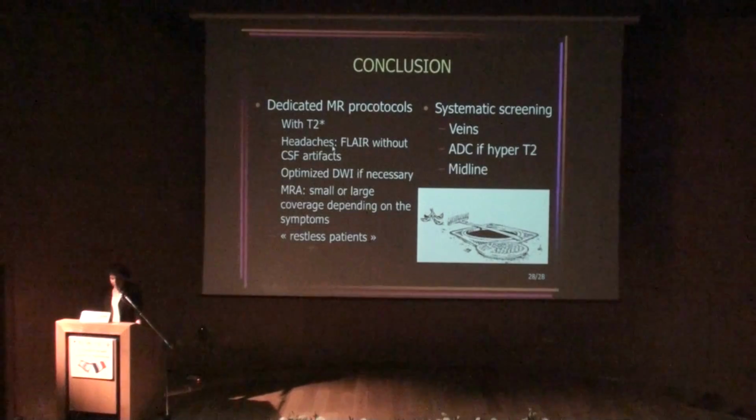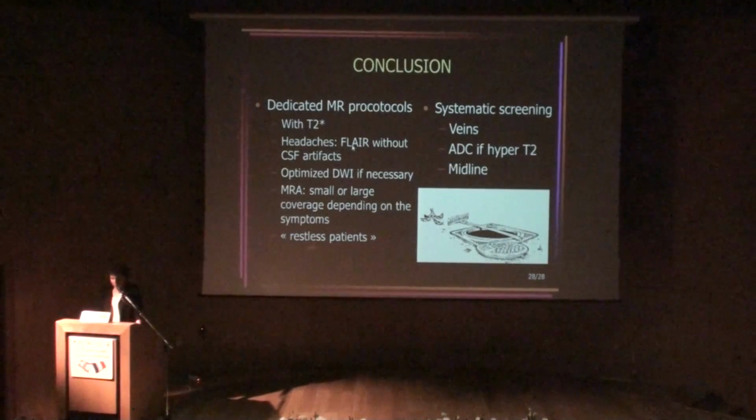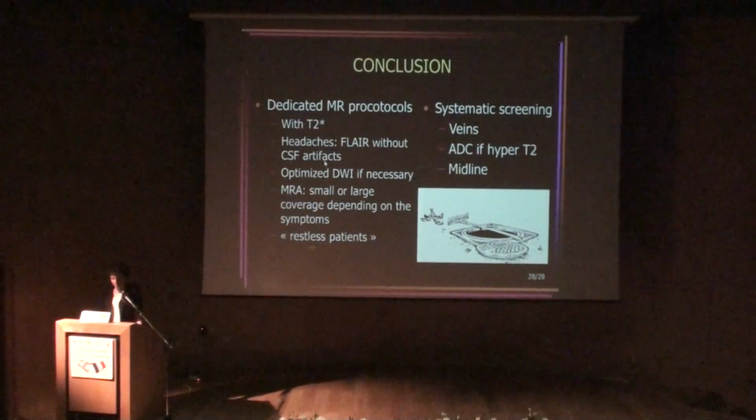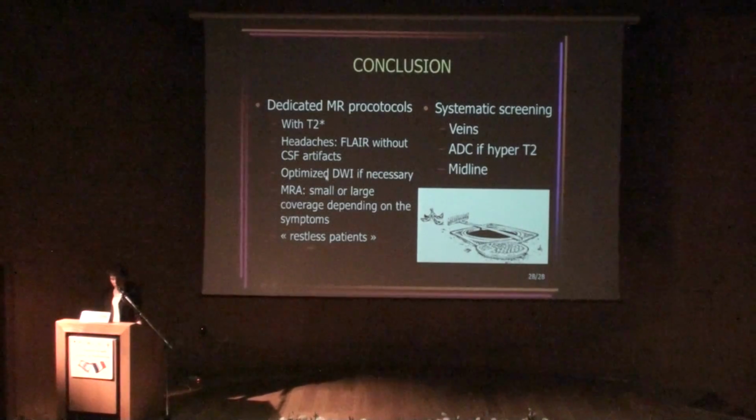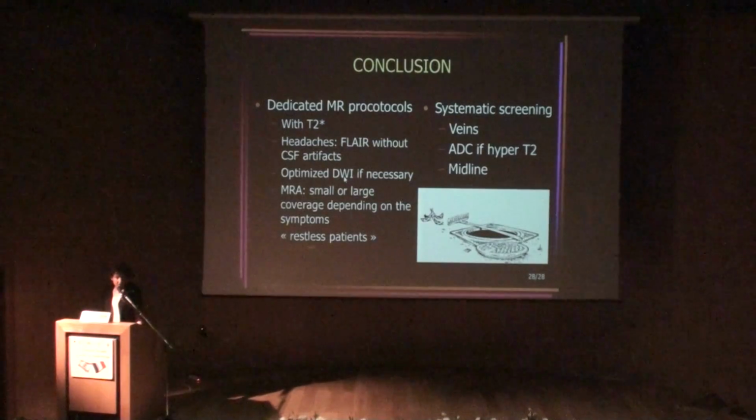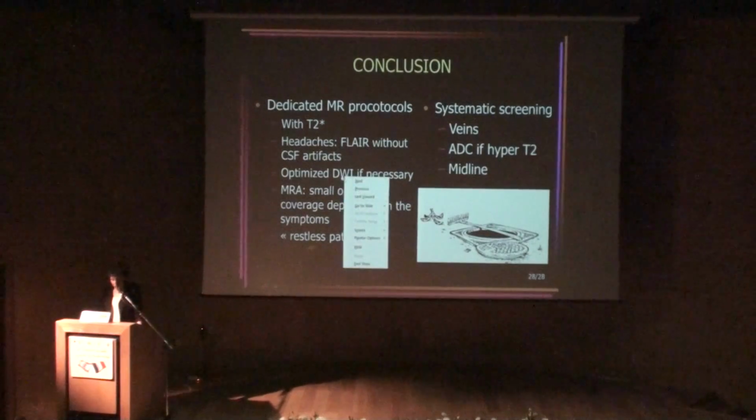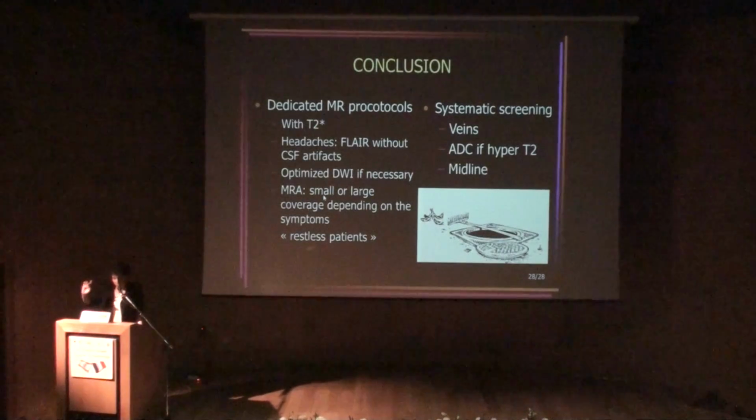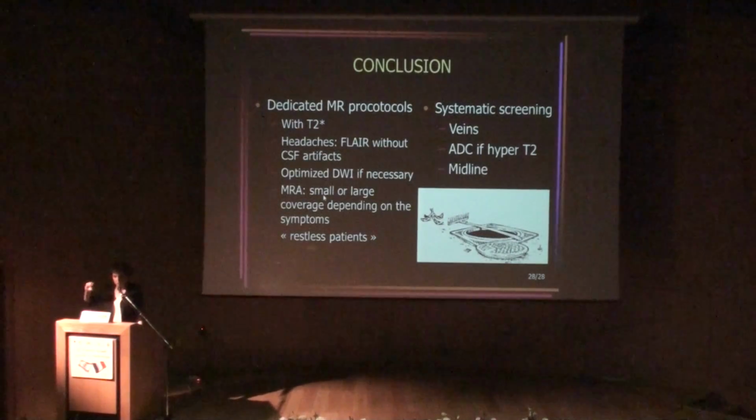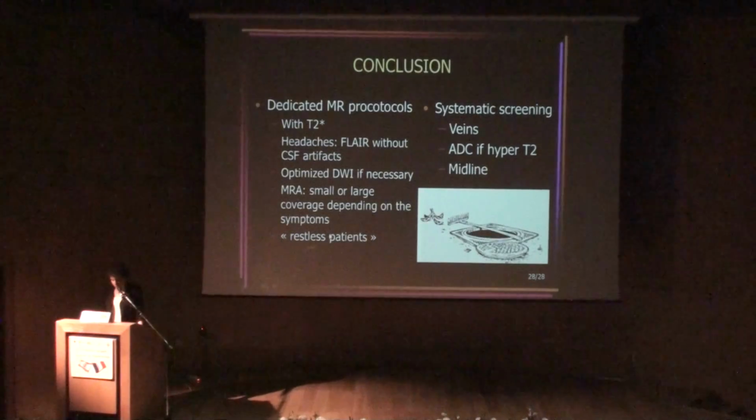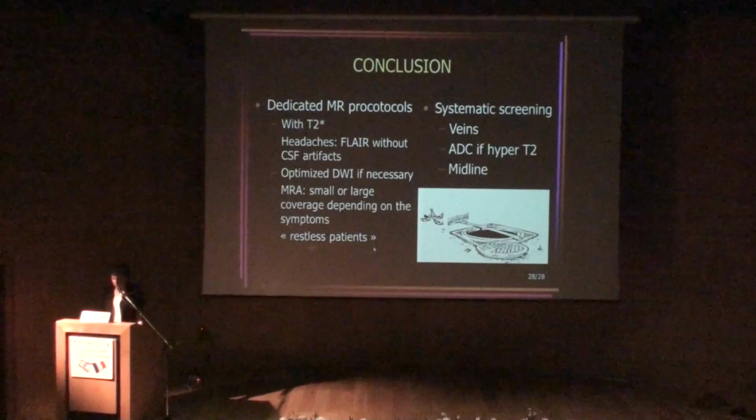For patients with headaches, I think you should optimize your FLAIR, either 3D or optimized 2D without CSF artifact. I showed you how to do it. Use optimized diffusion when necessary, for example, for TIA patients. For MR angiography, use a small coverage for acute stroke patients, but a much larger coverage for patients suspected of aneurysm, and think about the restless patients.